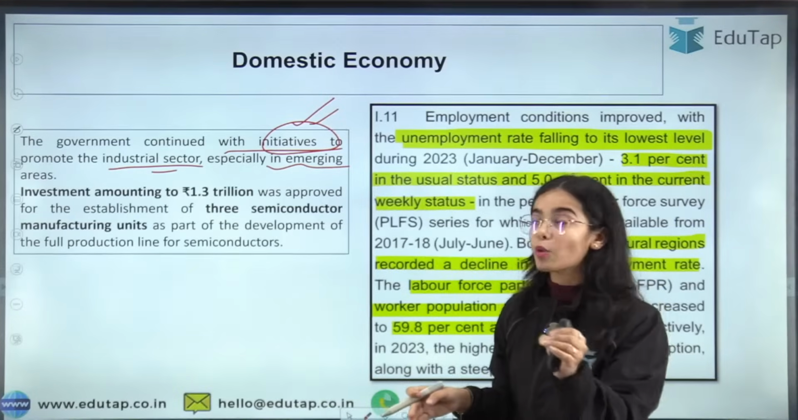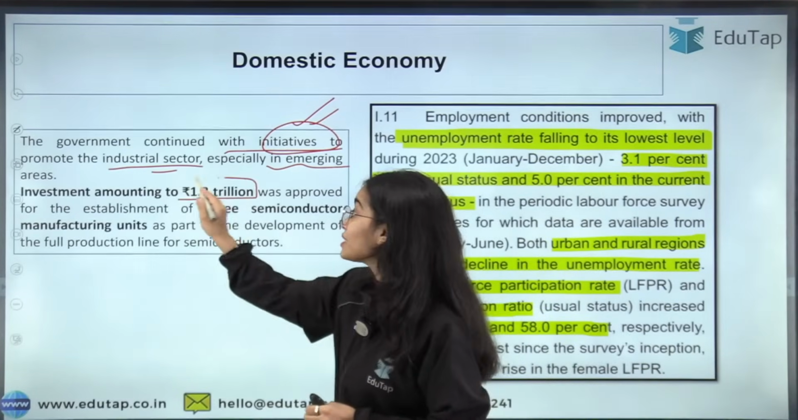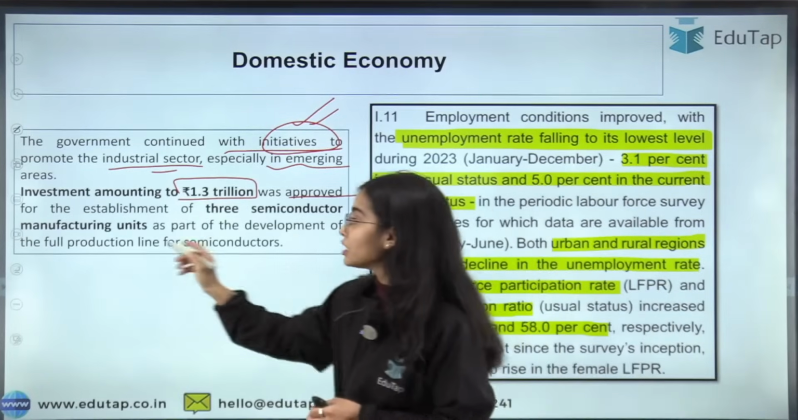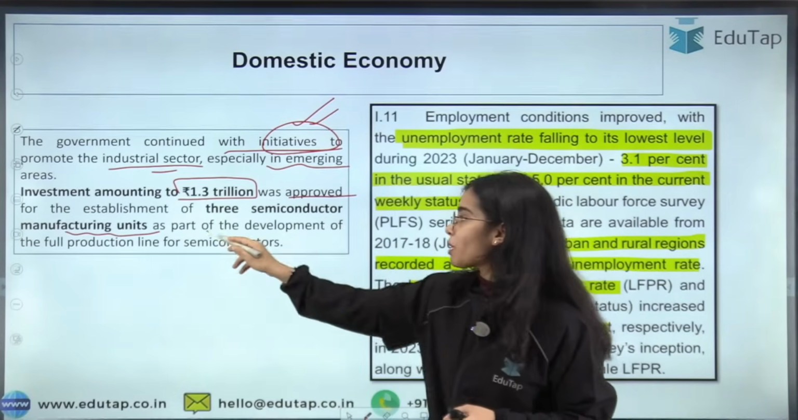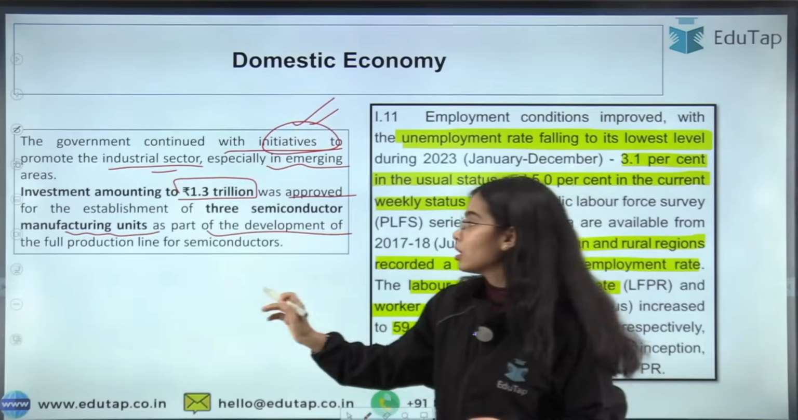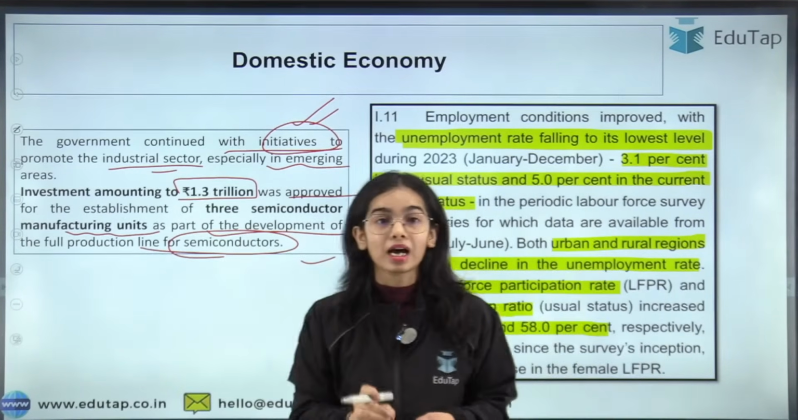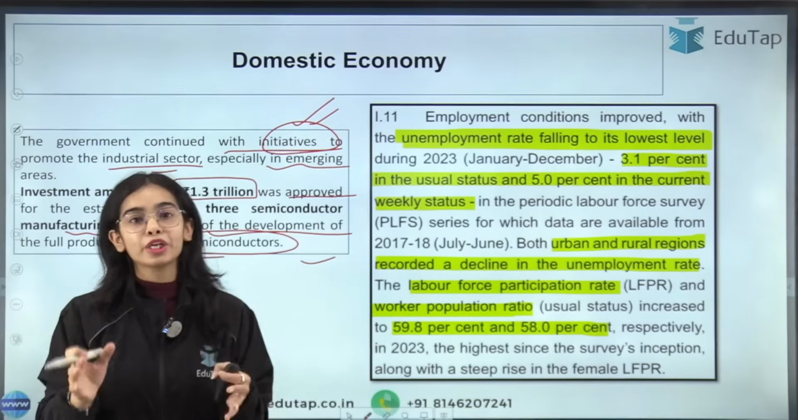So the investment amounting to rupees 1.3 trillion was approved for the establishment of 3 semiconductor manufacturing units as part of the development of the full production line for the semiconductors, so that we can produce the semiconductors in our country rather than importing them in huge amounts.